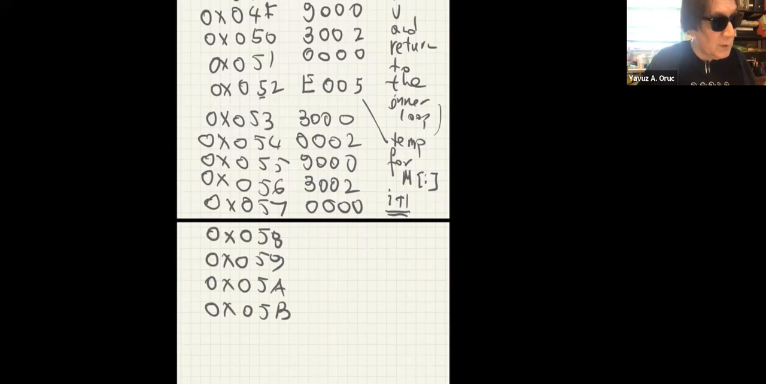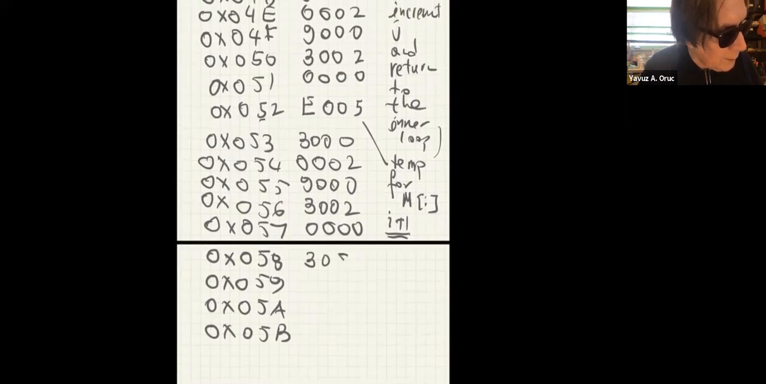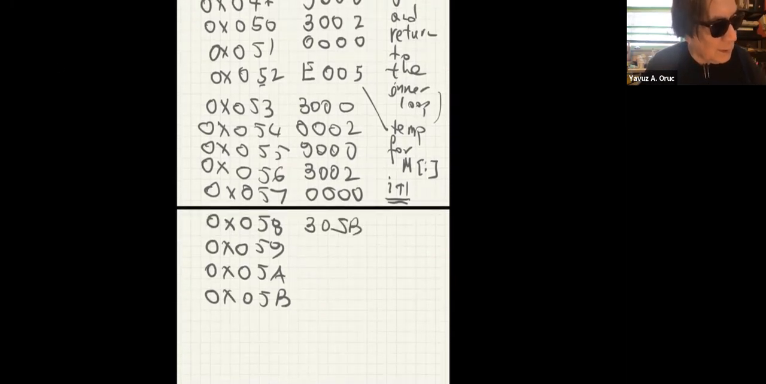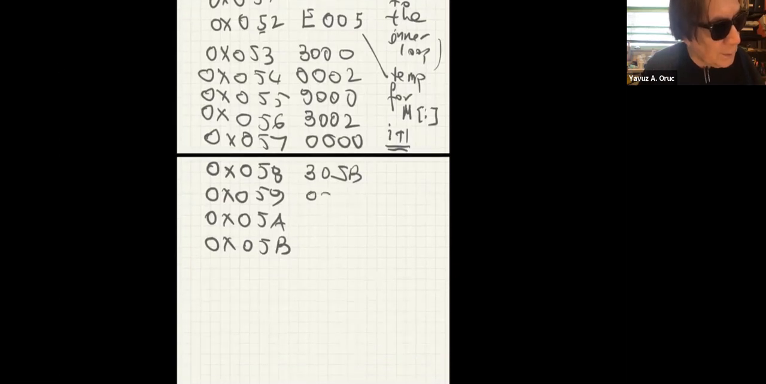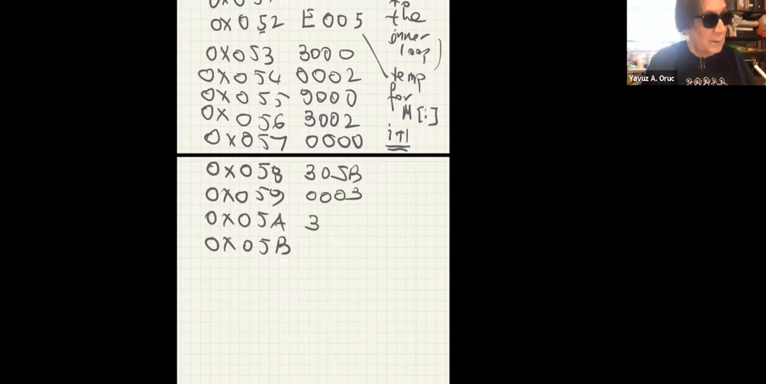So we want to move MJ into MI. And the way we do it is 3, 0, 5, B. And then write 0, 0, 0, 3. And now we can use 3. This is the actual move.